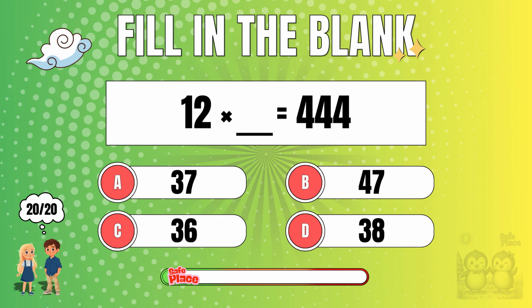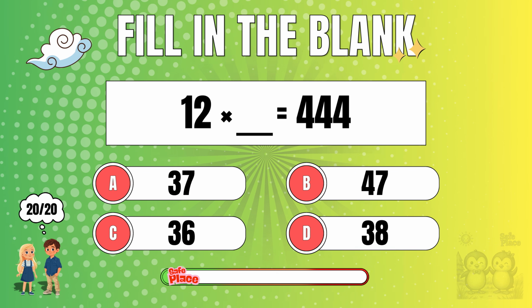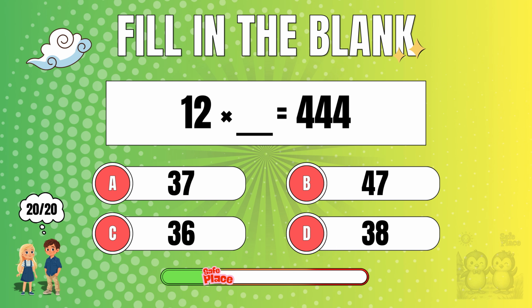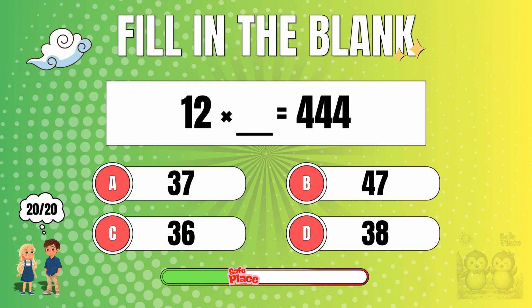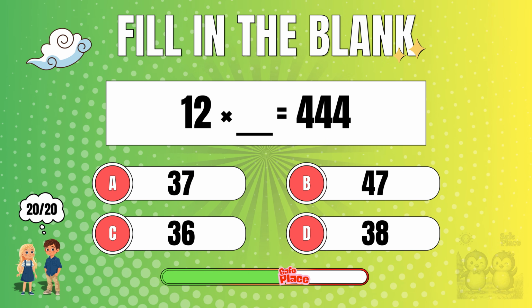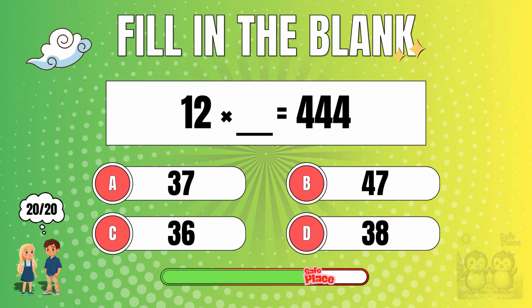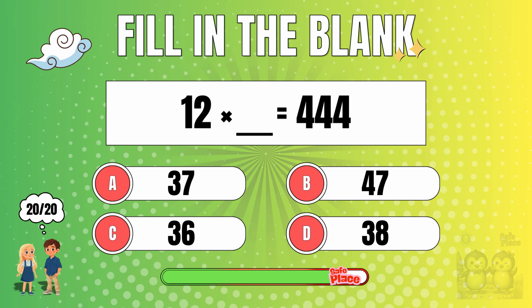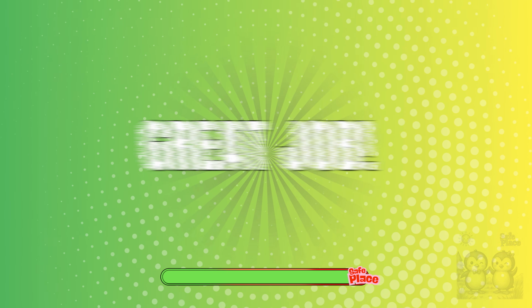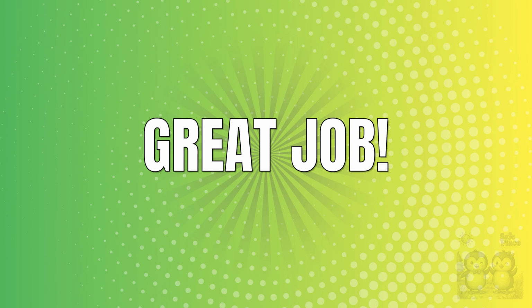And here comes the last one. 12 times blank equals 444. 3, 2, 1. The answer is 37. Great job! Keep learning and become a math pro.